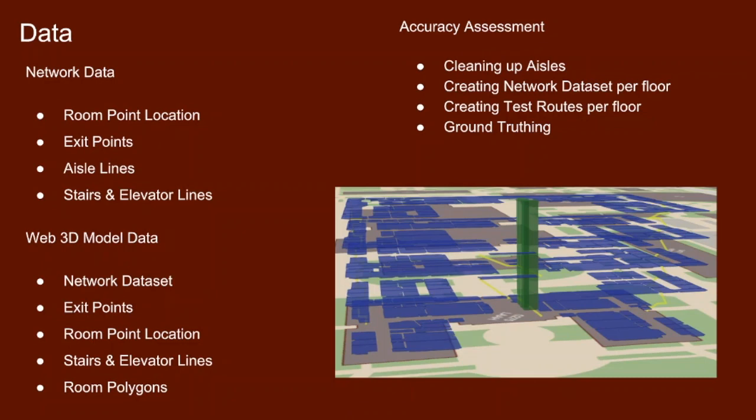So the different data consisted of room point locations, exit points, aisle lines, stairs and elevator lines, and room polygons. And basically the aisle lines are what connected everything together and made the network possible. So it connected the exit points with the hallway lines and the room points, and at each of those connections, different nodes were put there so that the connectivity through the building was accurate and it would allow us to provide a user with the most efficient route through the building.